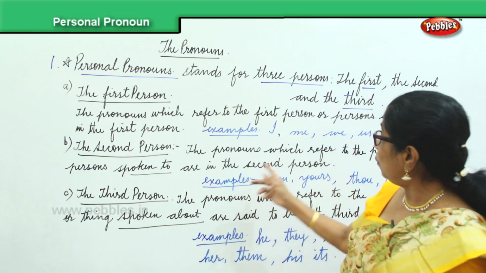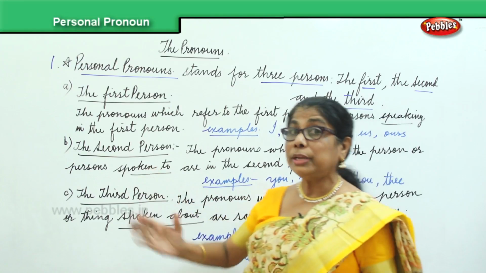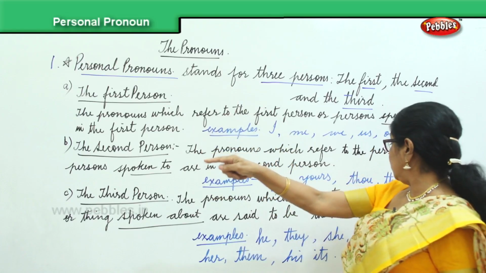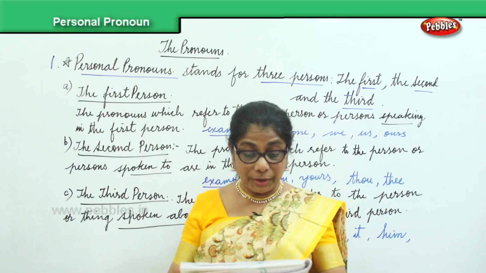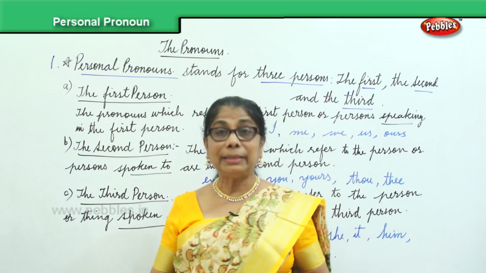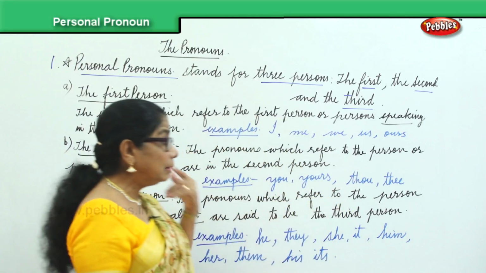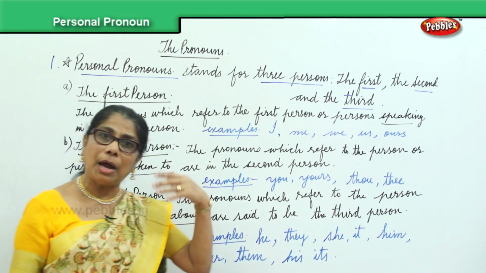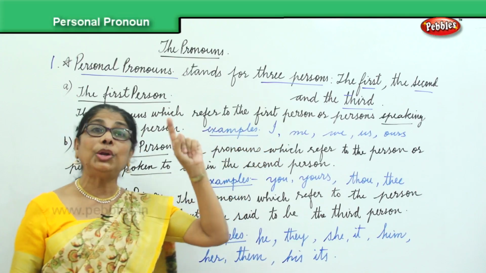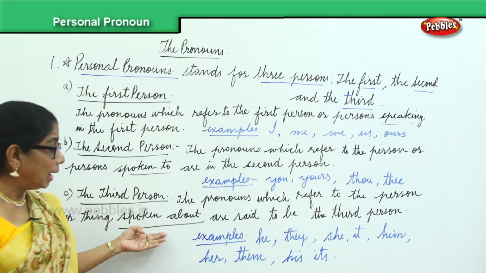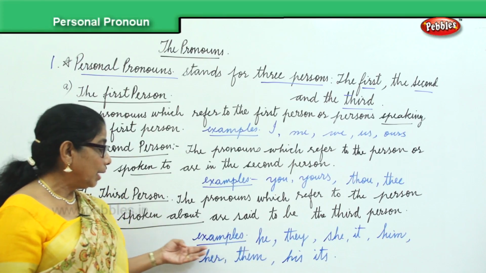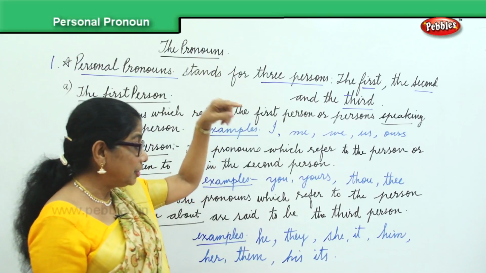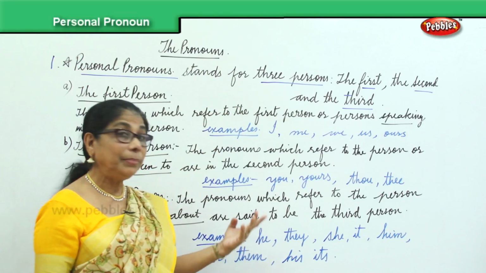In the second person, the pronouns refer to the person or persons spoken to. We are talking to somebody, and for that we say you, yours, thou, thee. Those are the words we have used. Thou and thee are not used in modern English. And in the third person, the pronouns refer to the person or thing spoken about. First is myself, second is spoken to, third is spoken about. For example, third person: he, they, she, it, him, her, them, his, its.